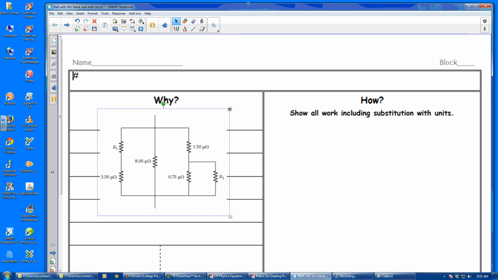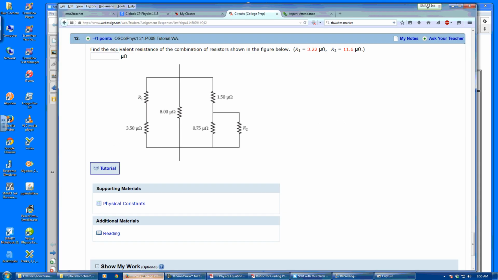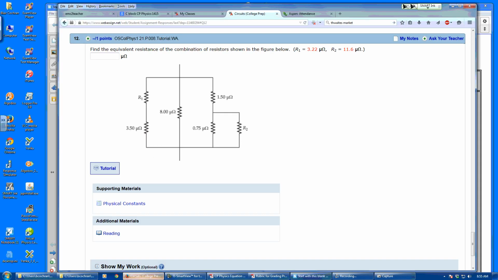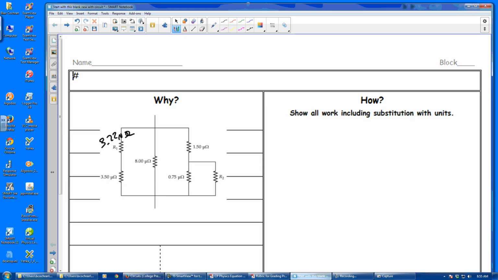All right, so I need my R1 value. My R1 value is 3.22 microohms. And I need my R2, which for me is 11.6 microohms.